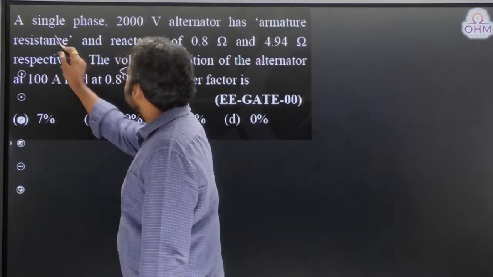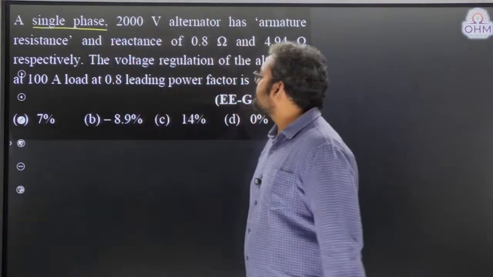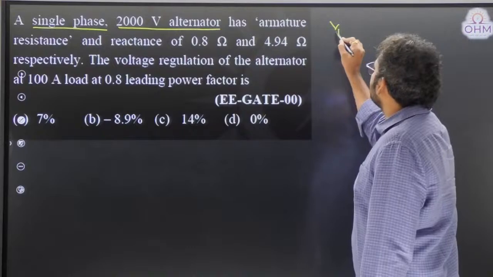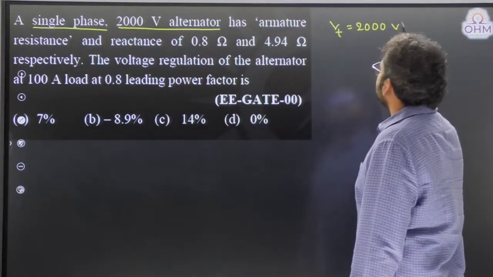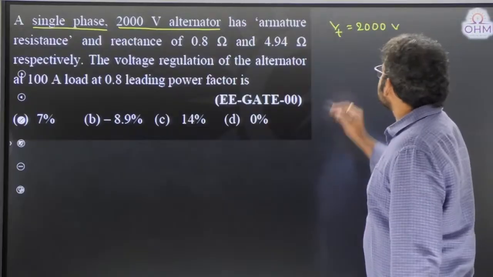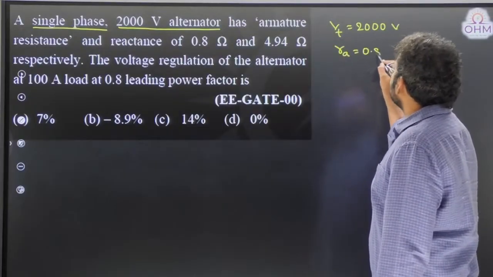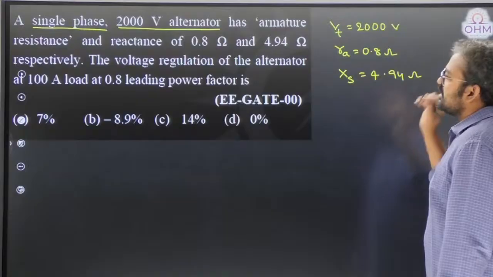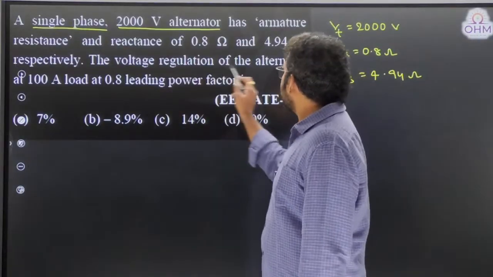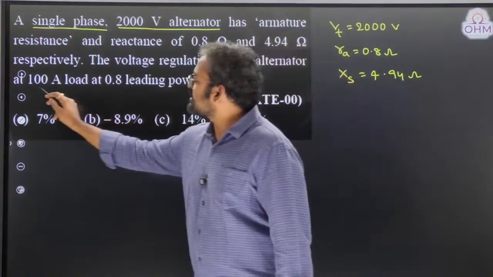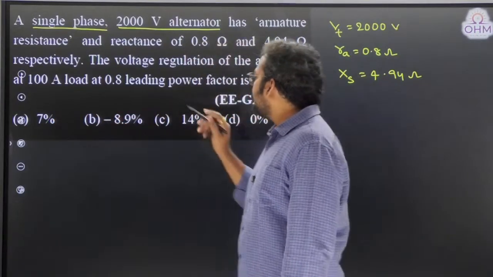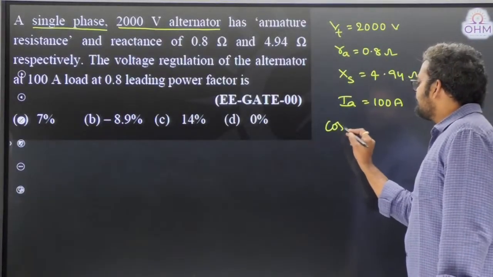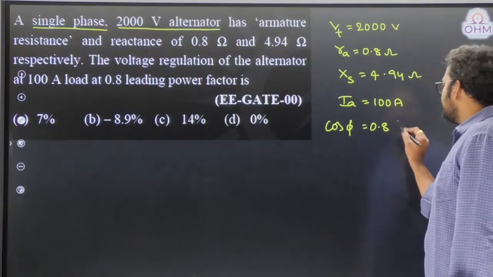As it is a single phase, no need to worry about line values and phase values. 2000 volt alternator, therefore obviously that 2000 is the terminal voltage of the alternator. That is the bus bar voltage indirectly. Armature resistance was 0.8 ohm. Synchronous reactance was 4.94 ohm. And we are asked to calculate voltage regulation of the alternator at 100 ampere. This is the armature current indirectly. 0.8 leading power factor. So armature current was 100 ampere. Power factor means cos phi. So cos phi is 0.8 leading.